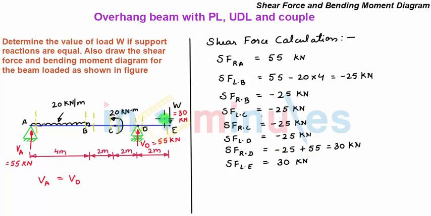Now you can verify this answer, the shear force at this section equal to 30 kilonewton, by considering the right hand side of section. On the right hand side of this section, there is a downward force of magnitude 30 kilonewton. This was the unknown force which we found out. Now downward force on the right side of section is positive and hence the value is plus 30 kilonewton. With this, our shear force calculation is complete.